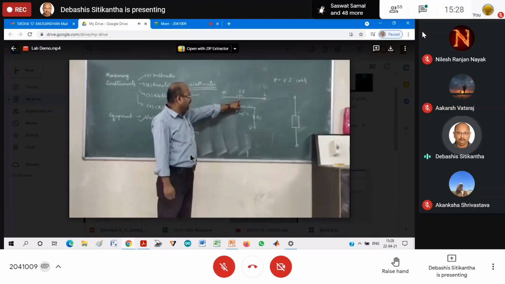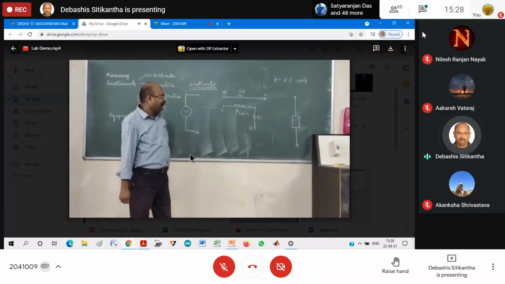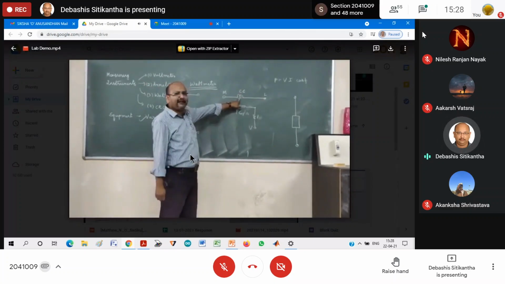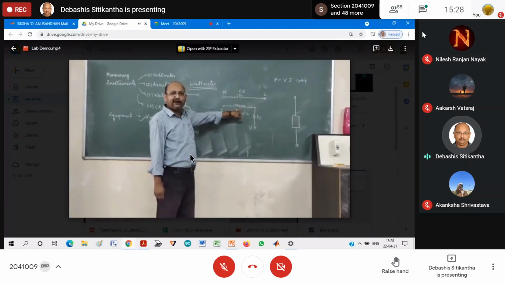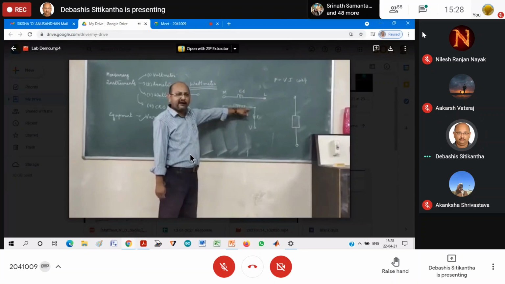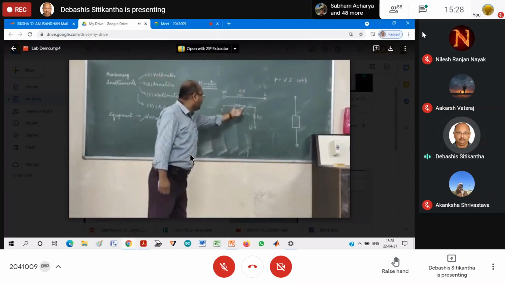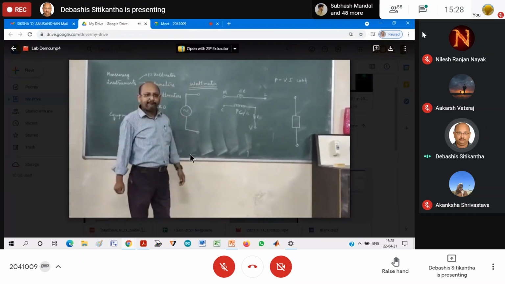Now, as you can see, here there is a coil, here there is a coil, and there is a difference between them. If you look minutely, you will see that the current coil is having very few turns, whereas the voltage coil is having quite a large number of turns, and the resistance is connected in series with this particular coil.